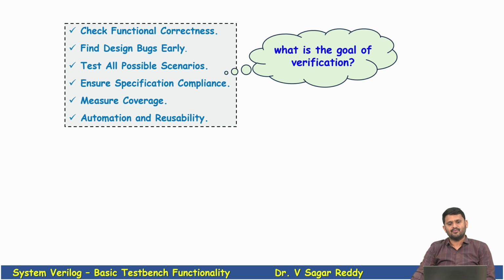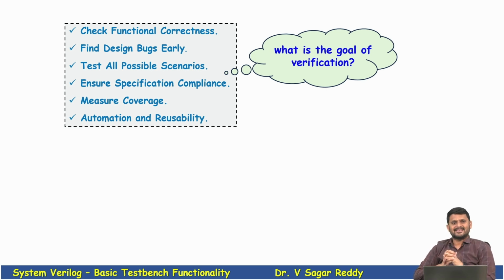The second one is to find design bugs early. Another goal is to find the errors or bugs before the chip is made. Once the design goes for fabrication, it becomes very expensive and time consuming to fix any mistake. So verification helps us find the bugs early in simulation, saving both time and cost.